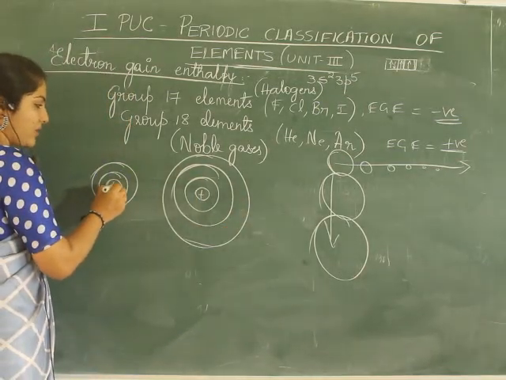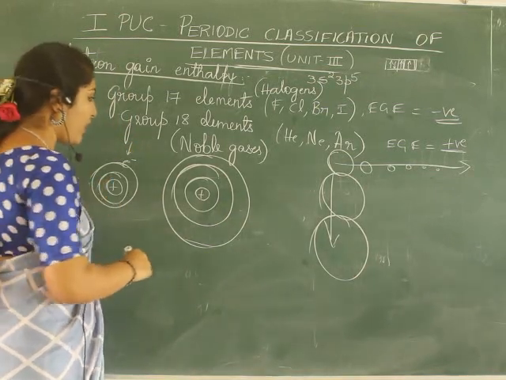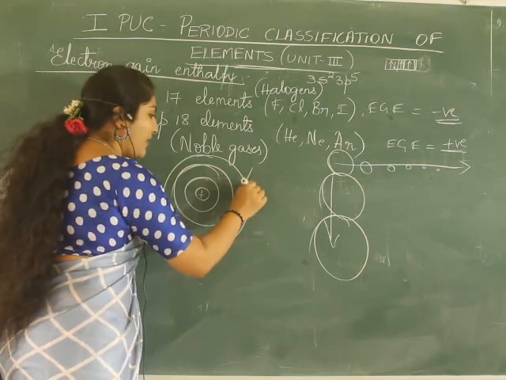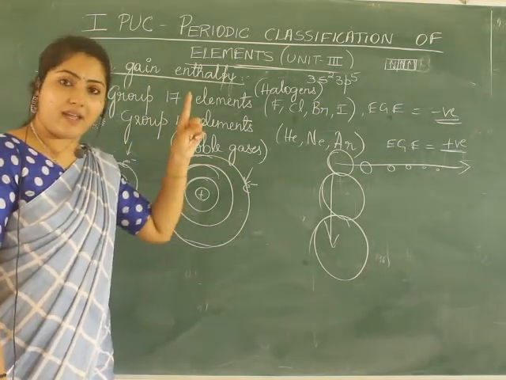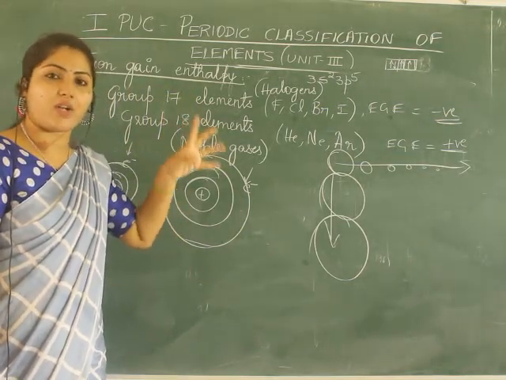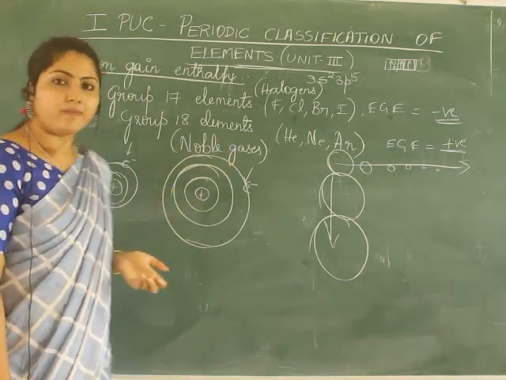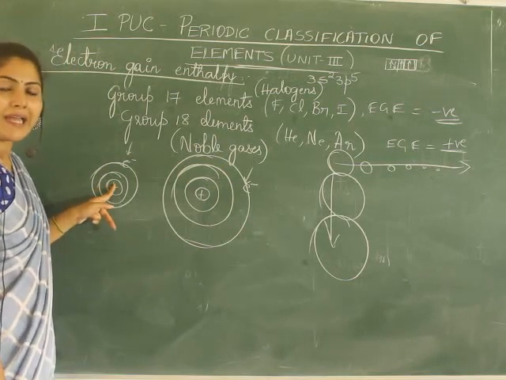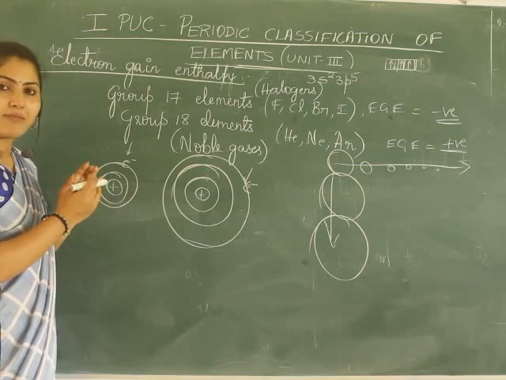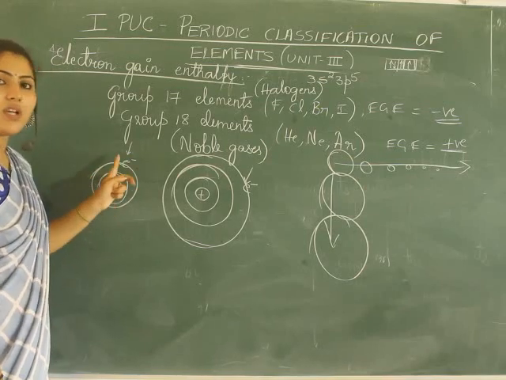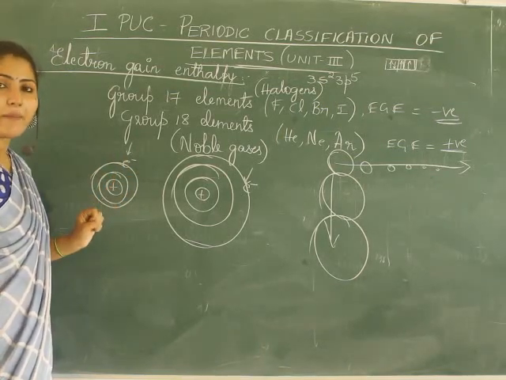The nucleus is positively charged. You want to add one electron. Is it easy to add an electron to the smaller one or to the larger one? You decide. You have to think of atomic radii, or atomic size. Then tell me whether it is easy to add an electron or not. See, here the nucleus is highly positive. If the size is small, that means the nucleus is close to the outermost shell.